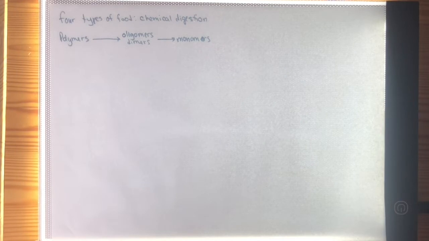So oligomers and dimers would be sort of like an interim stage, and then monomers would be a single stage, mono meaning 1. So when we have monomers, then we are actually able to absorb these things.